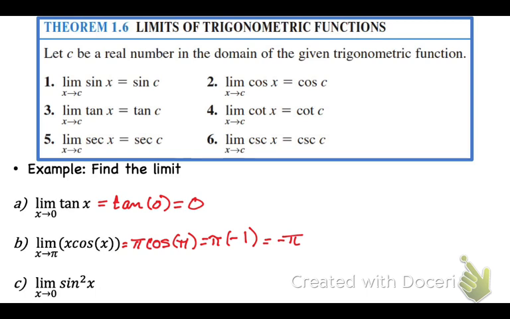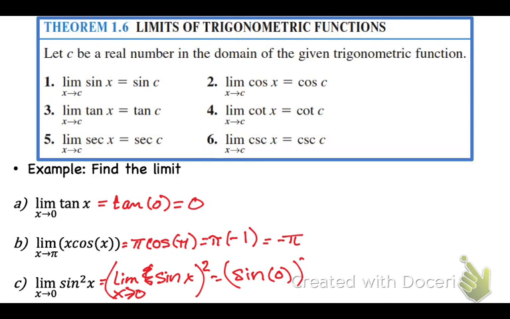Okay, so now I have the limit of sine squared of x as x approaches 0. So remember the squared is on the outside. What I really have here is the limit as x approaches 0 of sine of x, all squared. Like I do everything else, then square it, right? So then I have the sine at 0 squared. Well, what's the sine at 0? 0. And 0 squared is 0. So all I did was direct substitution.